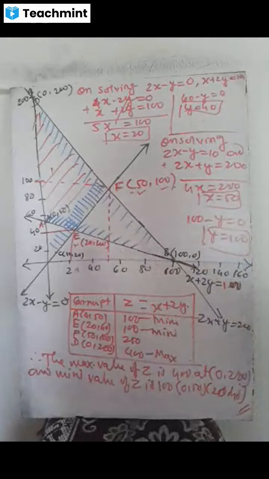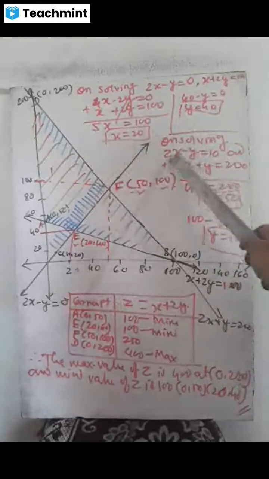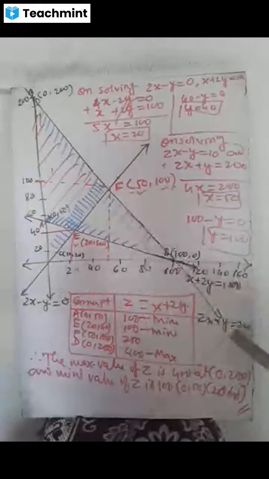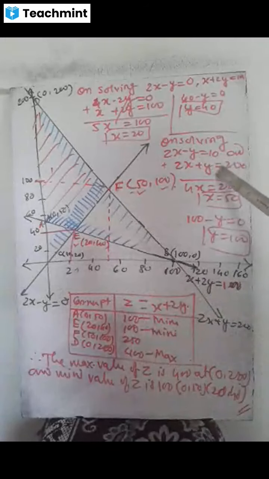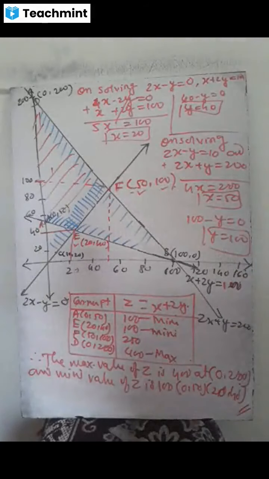Now for this line and this line, again we will solve 2x minus y equals 0 and 2x plus y equals 200. Now directly y will cancel out. So x is 50 and y is 100. So like this we got all four corner points.